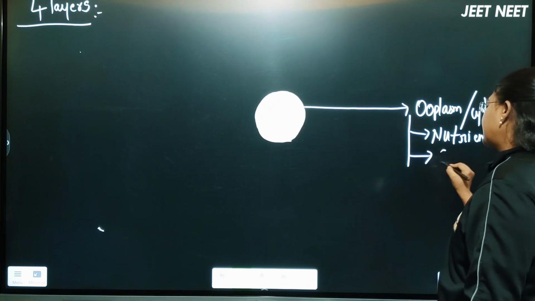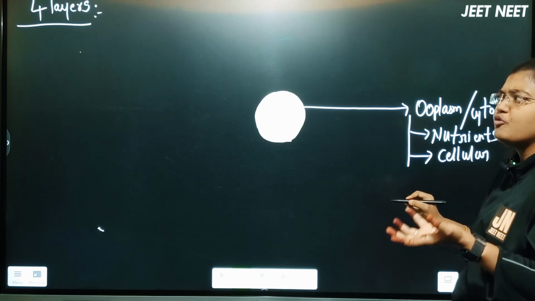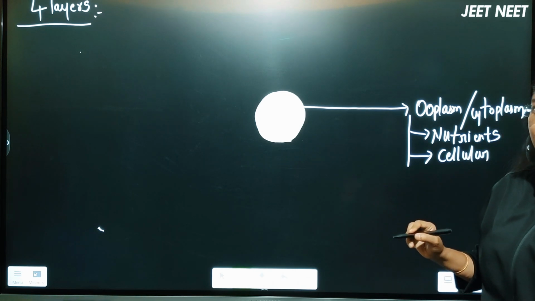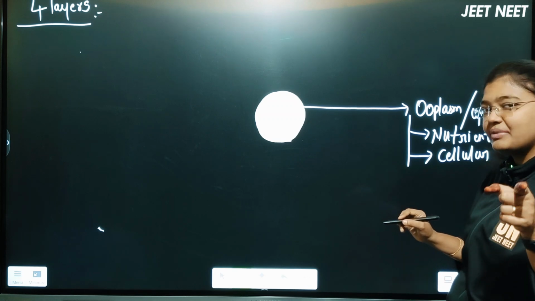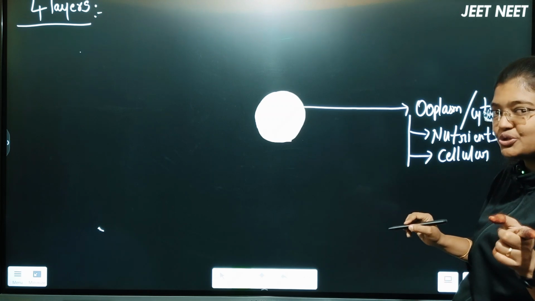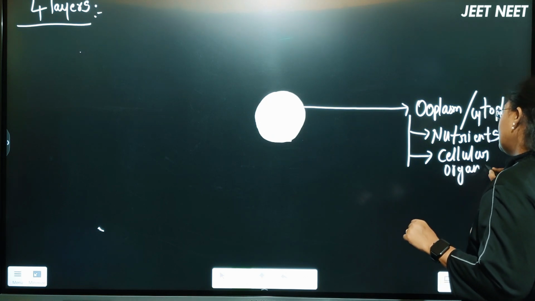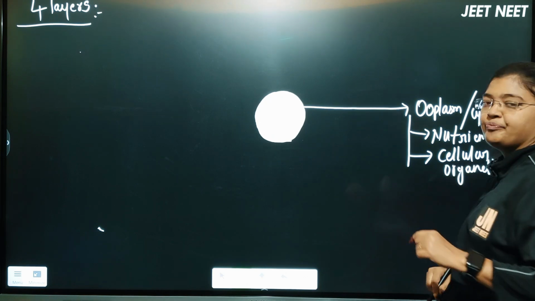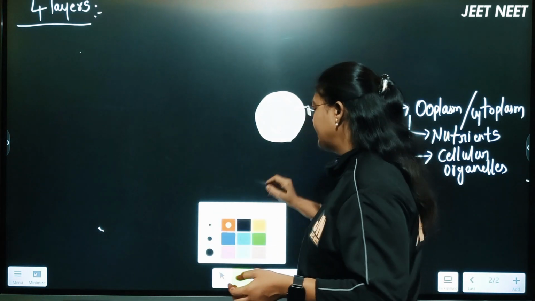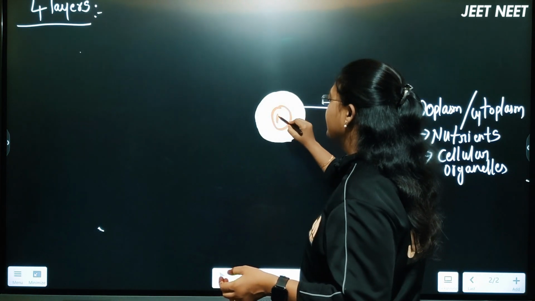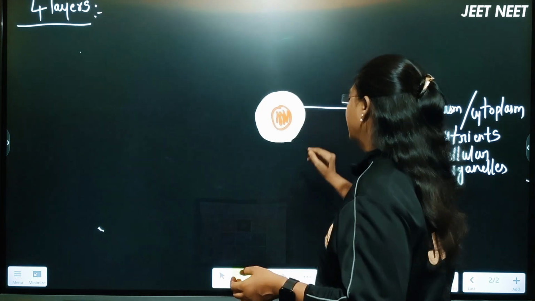And it also contains cellular organelles, right? Of course, this is the largest cell here. Whatever cell organelles there are, every organelle will be present except, as I just told you, the centriole, right? Cellular organelles will be present here. Clear? Next, in this cytoplasm there will also be genetic material present, right? There will be genetic material.